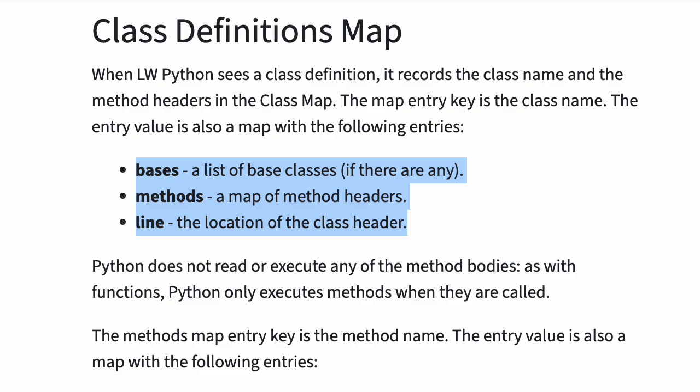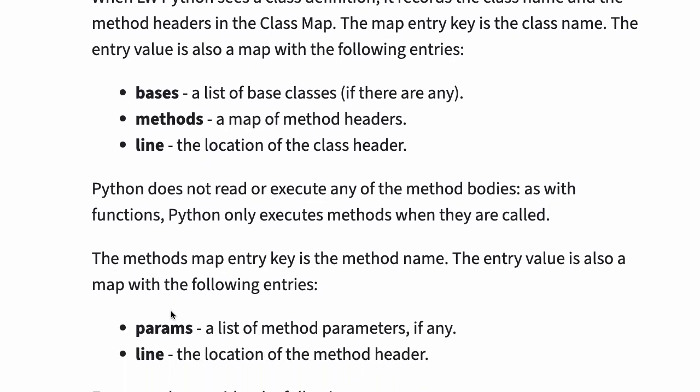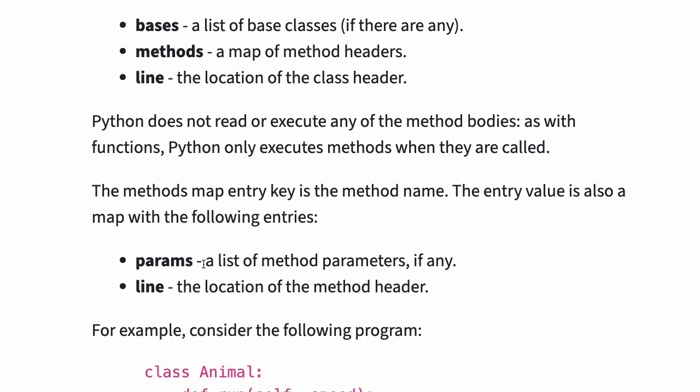As with functions, Python only executes methods when they are called. The methods map entry key is the method name. The entry value is also a map with the following entries: params, which is a list of method parameters, if any, and line, which is the location of the method header.